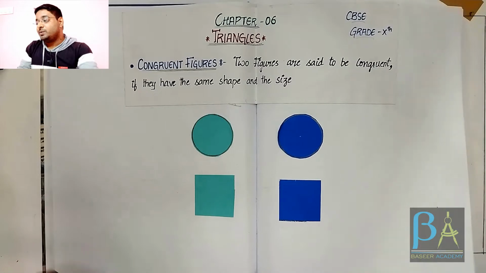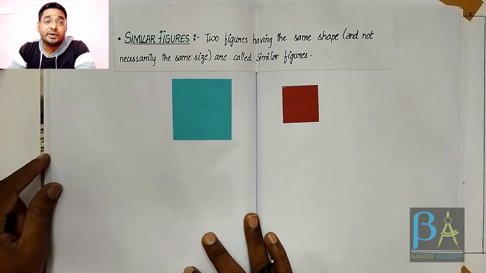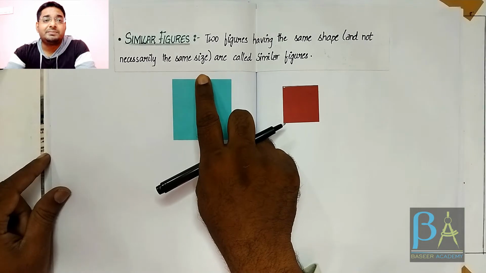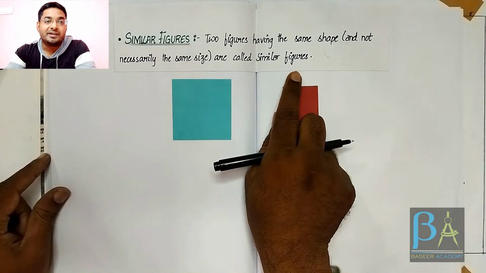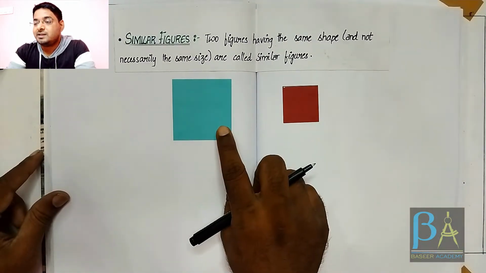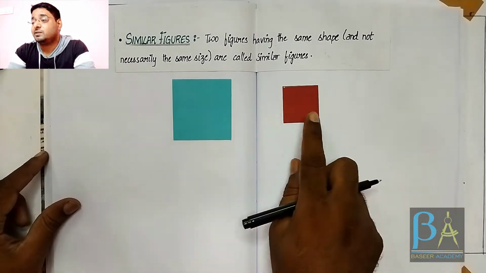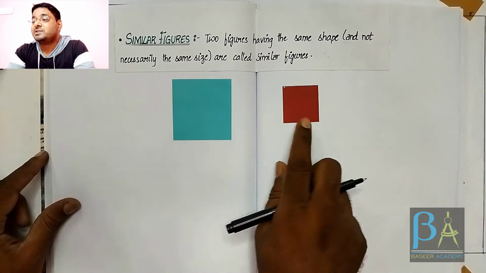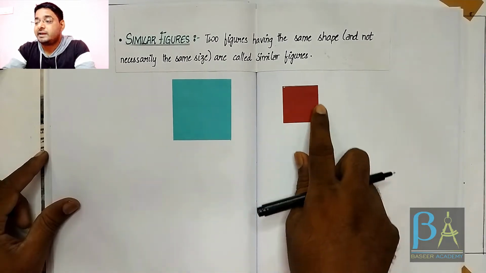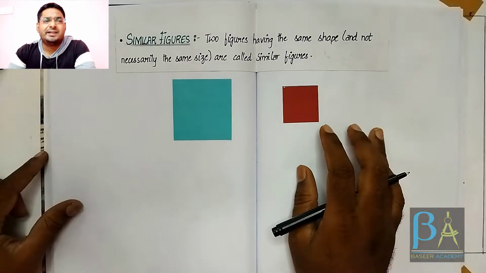Now, let us learn about similar figures. What are similar figures and how different are they from congruent figures? Two figures having the same shape and not necessarily the same size are called similar figures. So you can see here I have two squares. They have the same shape obviously because this is a square and this also is a square, but then they don't have the same size because the side length of this square is bigger than the side length of this square. So similar figures have the same shape but not necessarily the same size.